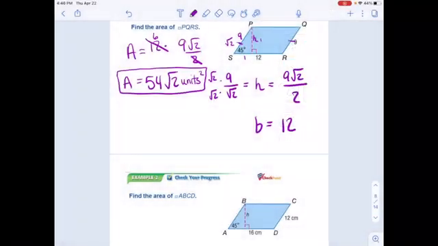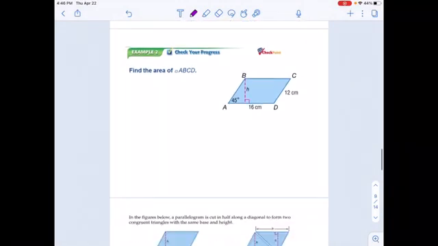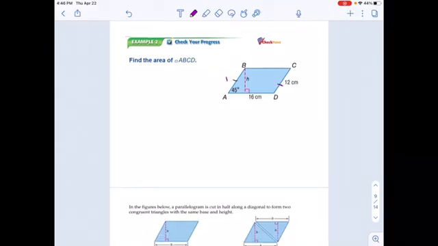Okay? We have another problem like that. We are going to find the area of parallelogram ABCD. So once again, we follow the same process. We have 12 as the hypotenuse. That is root 2 in a 45, 45, 90. The legs are 1. We set it up. We have 12 over root 2 is equal to h over 1.